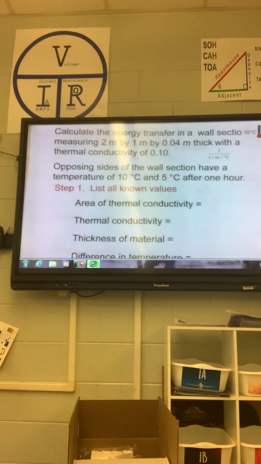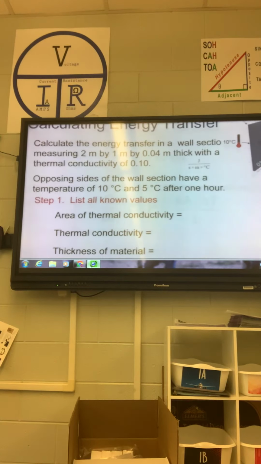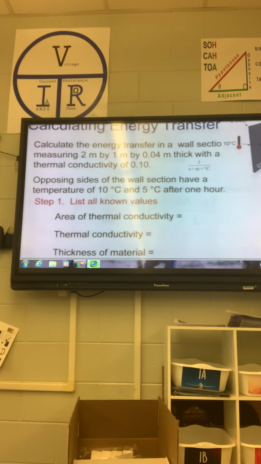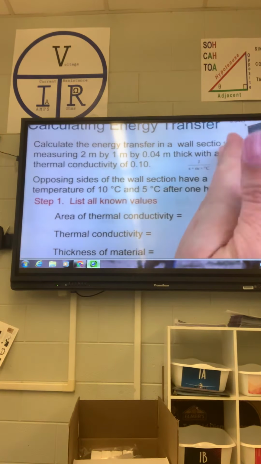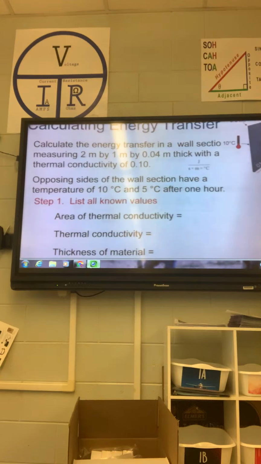Alright, so we're going to look at a wall. And we're going to calculate the energy transfer in a wall section that's 2 meters by 1 meter. And then the wall's 0.04 meters thick with a thermal conductivity of 0.1, and then you got that weird funky unit. Opposing sides of the wall have a temperature of 10 degrees Celsius and 5 degrees Celsius after 1 hour. So it means after 1 hour, one side's gonna be 10 degrees Celsius, and the other side's gonna be 5 degrees.